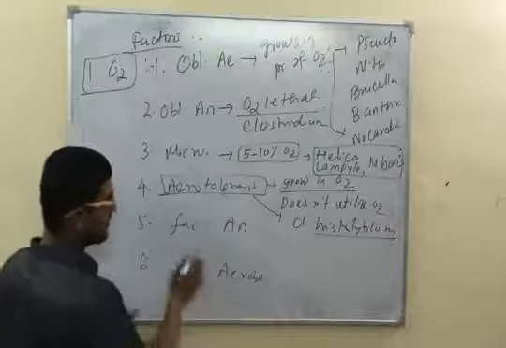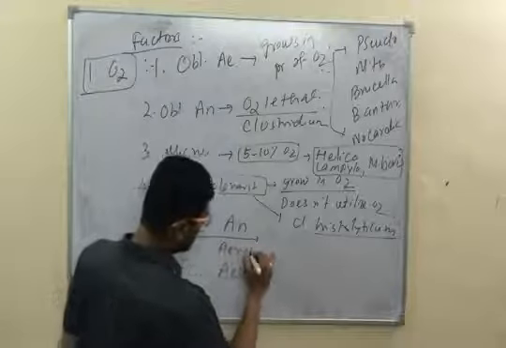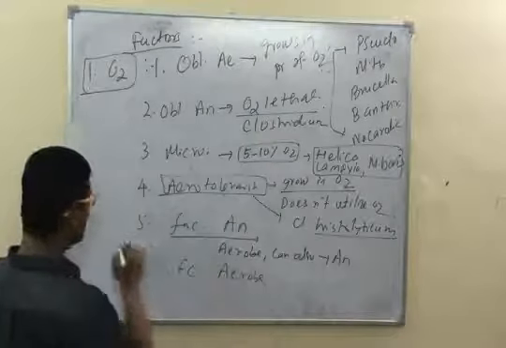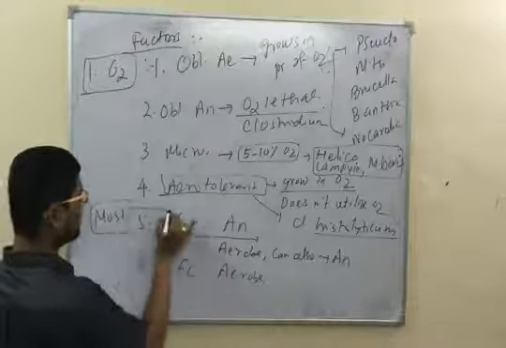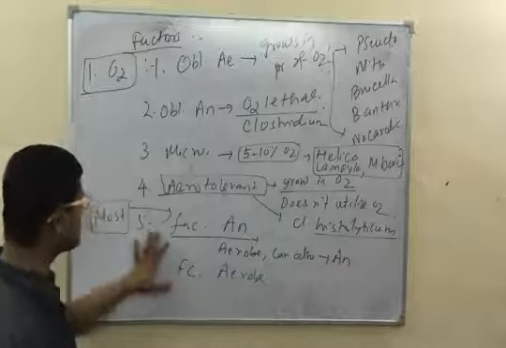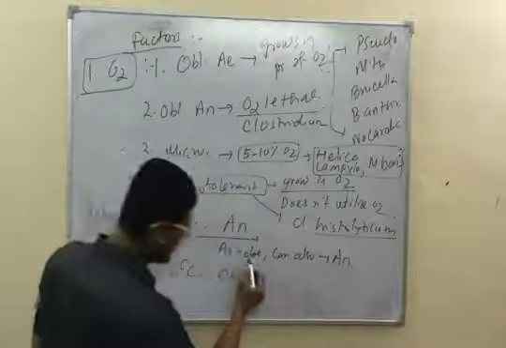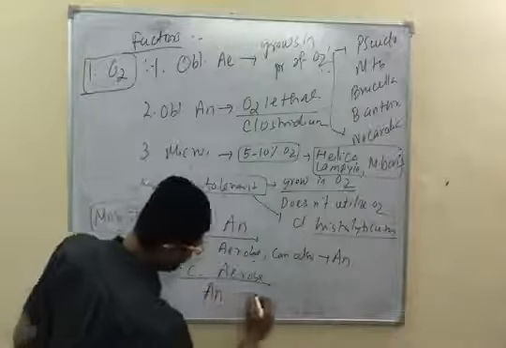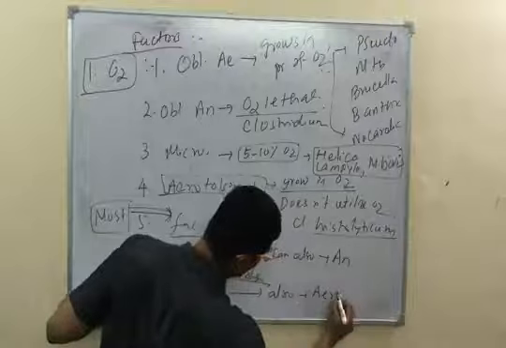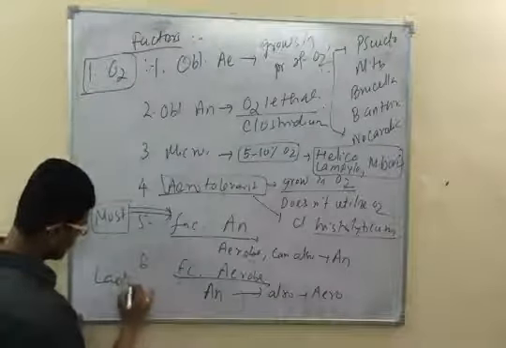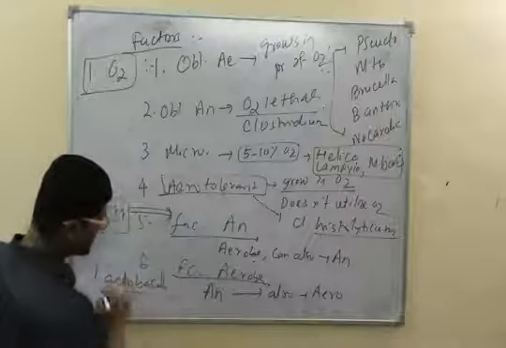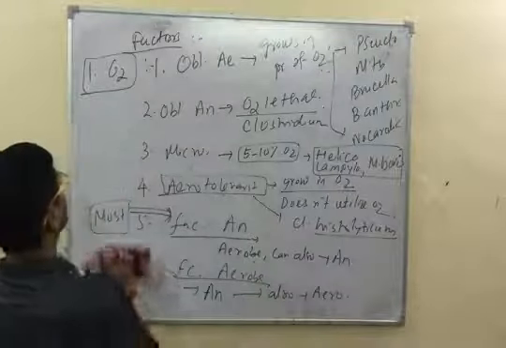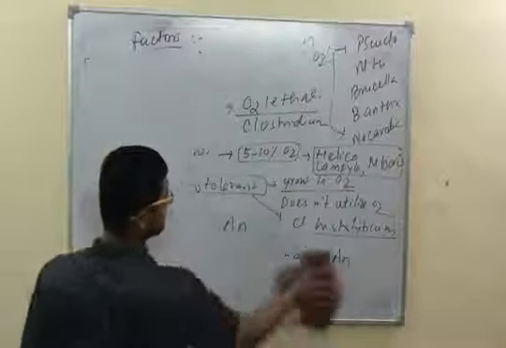Facultative anaerobe is an aerobe which can also grow anaerobically. Most of the pathogenic organisms, like E. coli, Enterobacteriaceae, Staphylococcus, and Streptococcus, are facultative anaerobes, which are actually aerobes but can also grow anaerobically. In contrast, facultative aerobes are anaerobes which can also grow aerobically. An example is Lactobacilli. So these are the various organisms classified based upon their oxygen requirement.